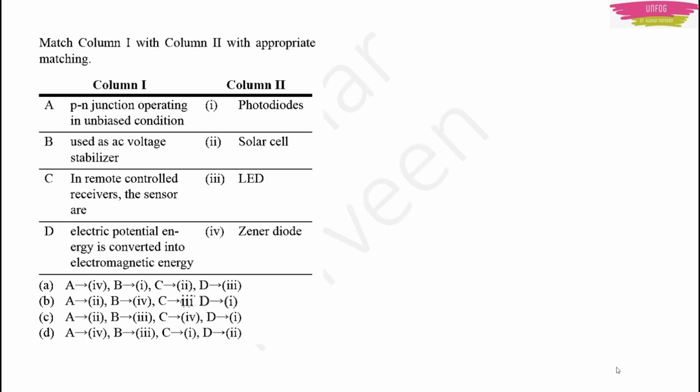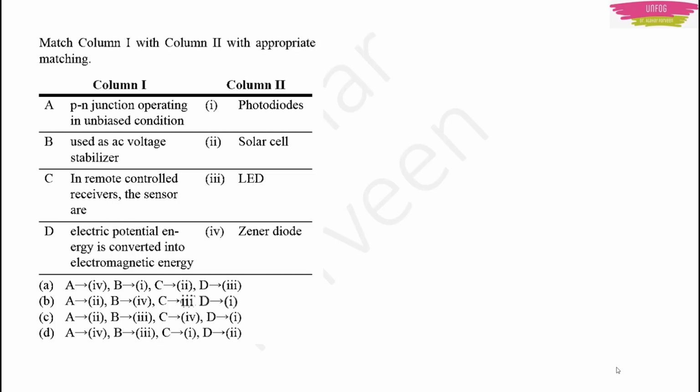Now one more question can be asked like this, based on all this part on diodes, especially for CRIS people. They may ask this type of question: match column 1 and column 2 with appropriate matching. It means you should know everything about all 4 diodes, then only you can answer this question.